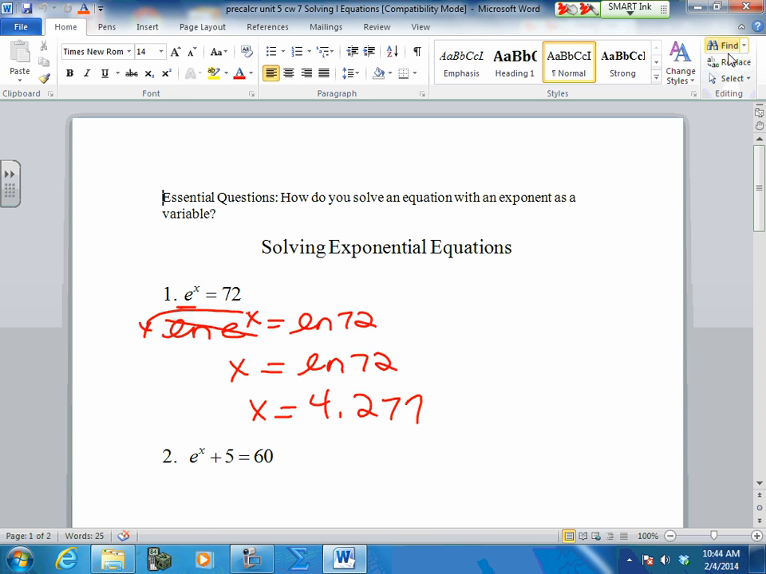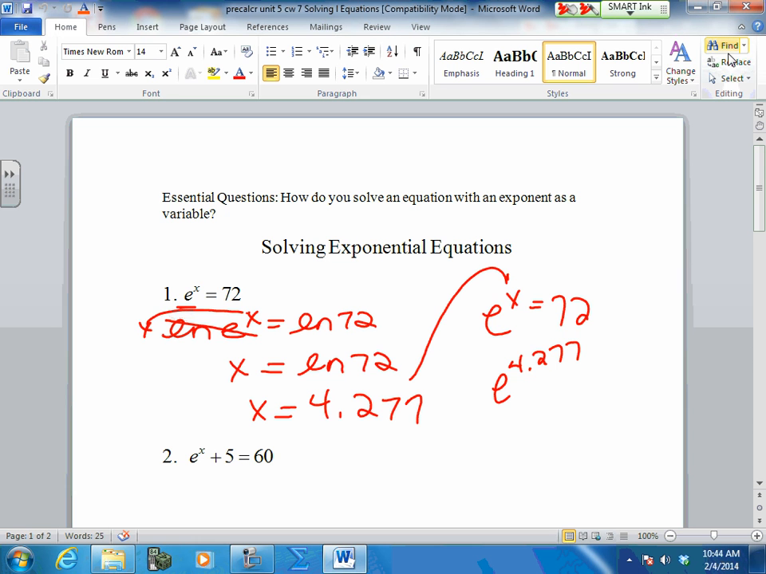You can absolutely check this by using your e. Okay? If I check this, e to the x, I plug this in for here. Now do second ln.